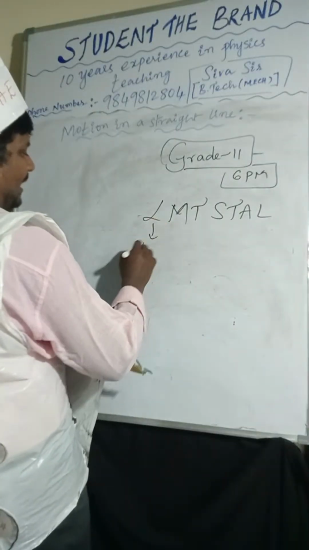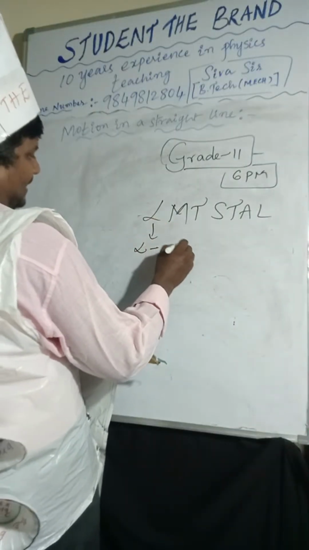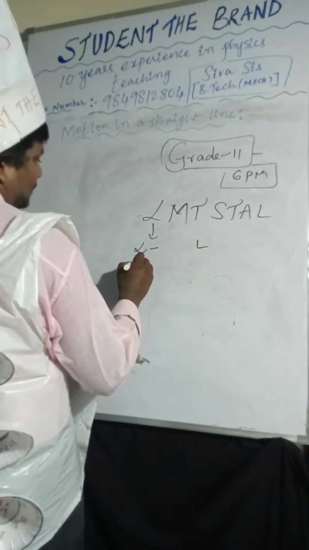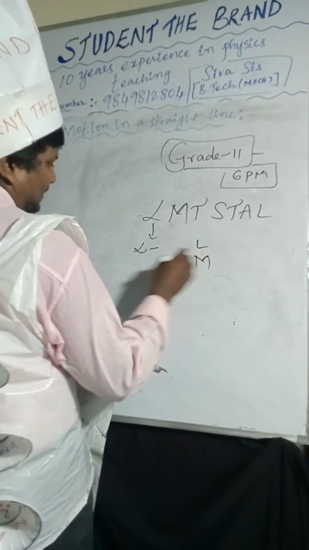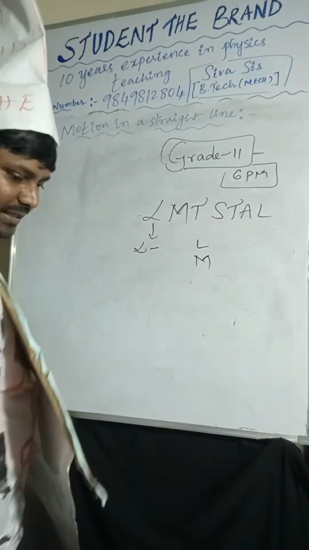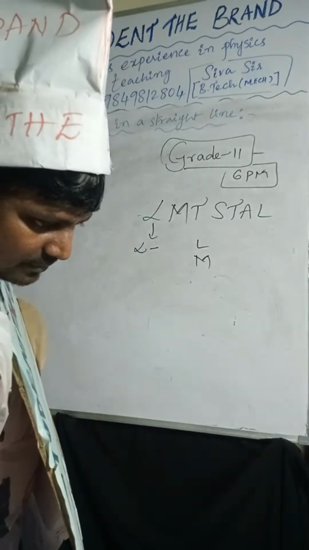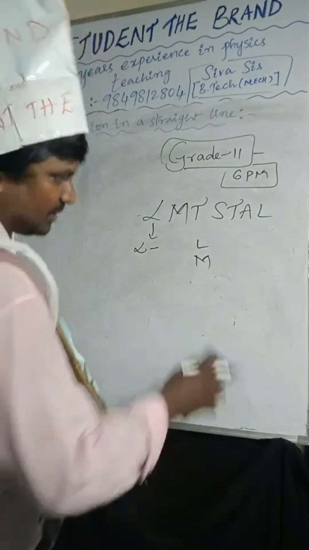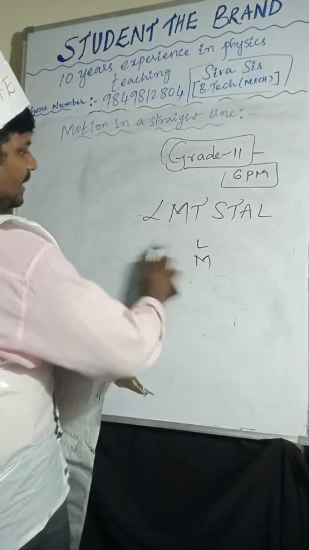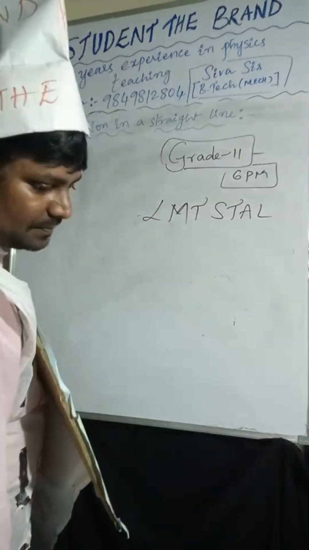Yes, so among the physical quantities, LMT is all. Length is L, and the dimension formula is capital L. Mass is capital M. So L is the length.